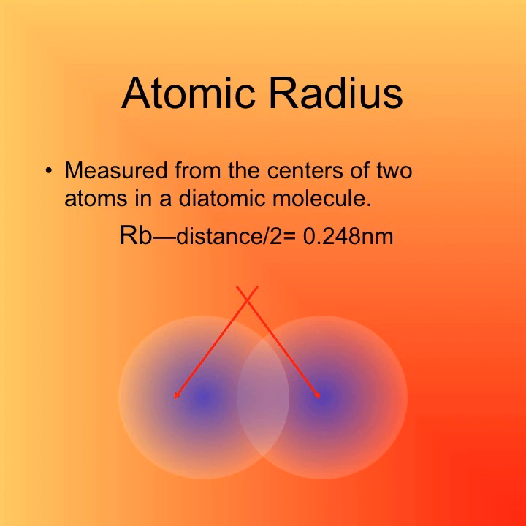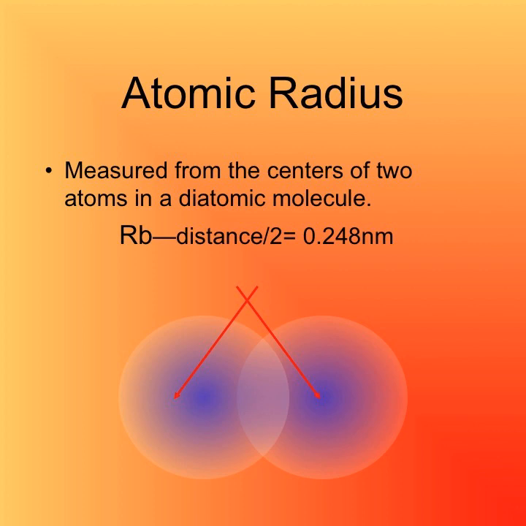So the first real trend we're going to look at is the trend that is seen with atomic radius. Atomic radius is exactly what it sounds like, the radius of an atom. It is half of the diameter of an atom. Well, it's hard to measure an atom's diameter because it doesn't have real distinct edges to it.